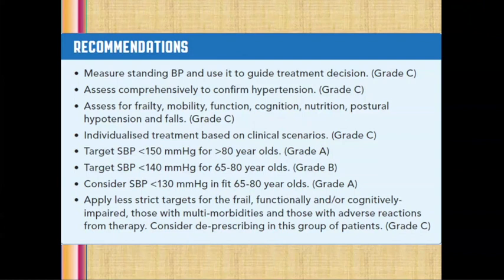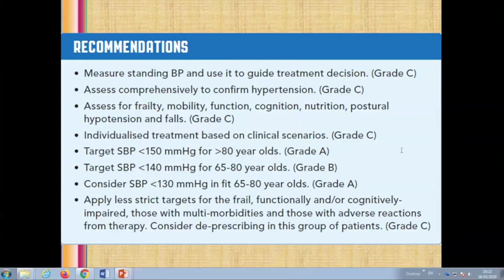This is the HYVET trial, for those who like to know about trials. That's why they follow less than 150. For 65 to 80 years old, it is less than 140. For fit 65 to 80 years old, we can go even more stringent, less than 130. This is the SPRINT trial.